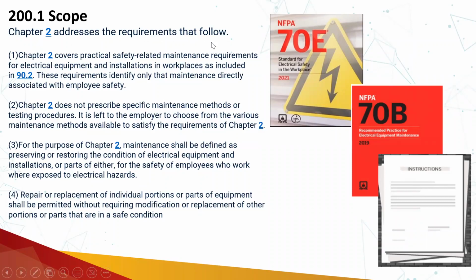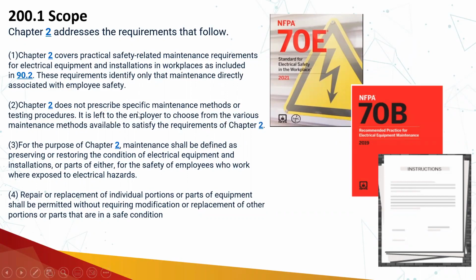So chapter number 2 addresses the requirement that below. It basically covers the practical safety related maintenance requirement of electrical equipment and installation in the workplaces as included in 90.2. These requirements identify only that maintenance directly associated with employee safety. So chapter number 2 covers safety related maintenance requirement of electrical equipment and installation. This type of maintenance will not cover the maintenance for increasing the uptime, availability, reliability of the asset. Yes, if those take into consideration human safety, then it will cover.